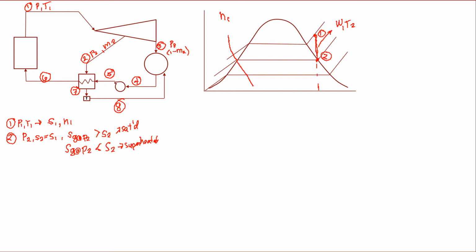So if it is saturated, then you have to find the quality X. What is the quality X? S2, which is equal to S1, which is equal to SF at pressure 2, plus X2 SFG at pressure 2. Then you'll find your X2. Then you can find your H2, which is just equal to HF at pressure 2 plus X2 multiplied by HFG2.